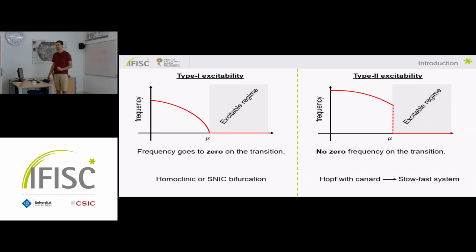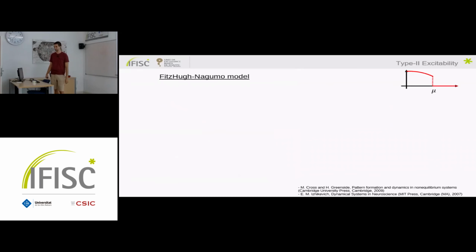This usually happens in a slow-fast system that has two different time scales. The most paradigmatic case of this kind of system is the FitzHugh-Nagumo model, that I'm going to explain a little bit now in the excitable regime, to understand a little bit what type 2 excitability is.